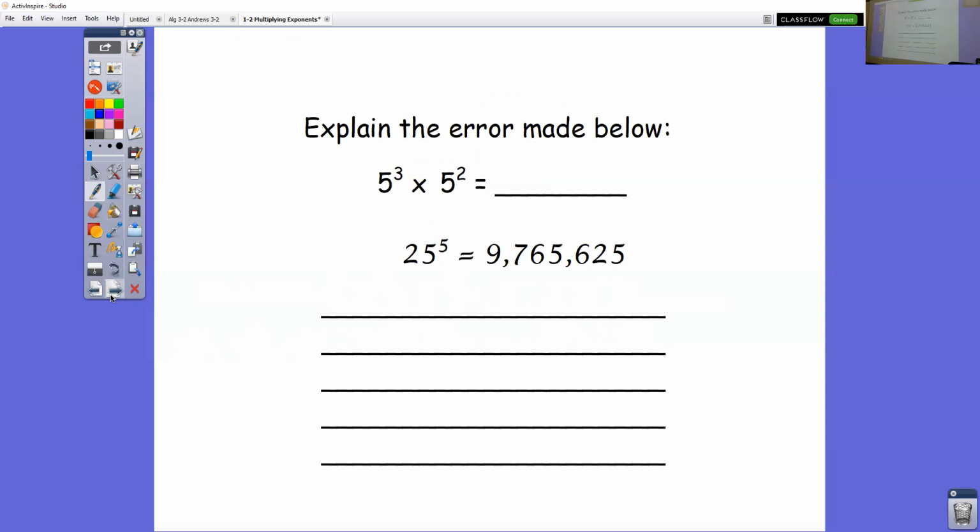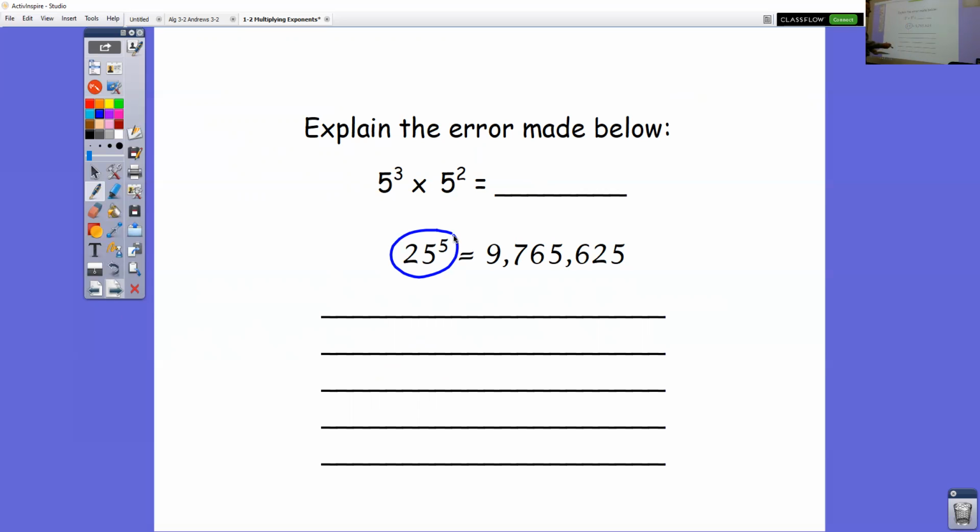One last question. A lot of times on the state test, they give you a sample problem and they want you to see where the error is. So this student did 5 to the third times 5 to the second, got 25 to the fifth, and then figured it out to be 9,765,625. Where did this person make a mistake?